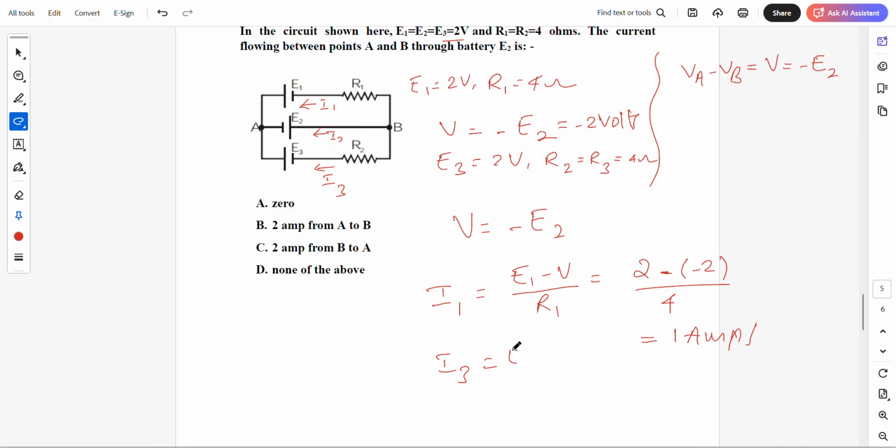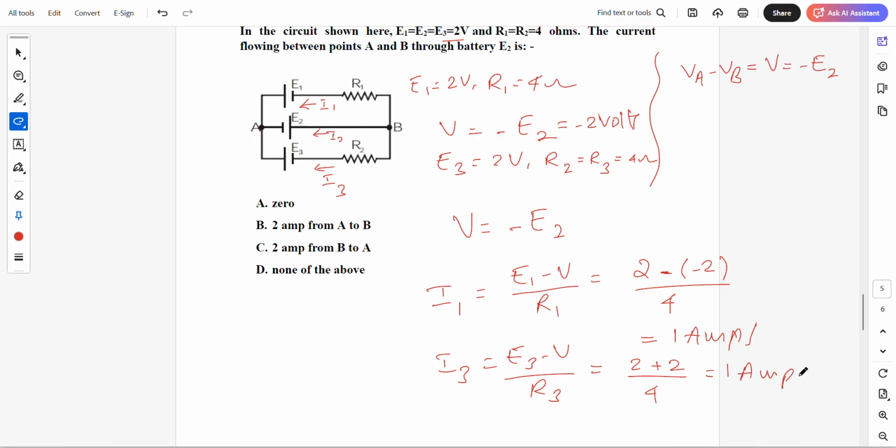I3 is equal to E3 minus V by R3. R3 I have taken as R2 here, to avoid confusion, because I3 is there. E3 is 2, again minus of minus becomes plus, divided by R3, and the rest of R3 is nothing but R2, that is 4 by 4, 1 ampere.